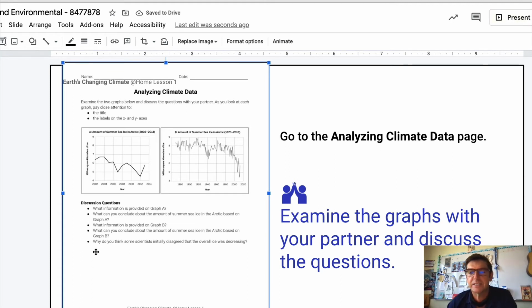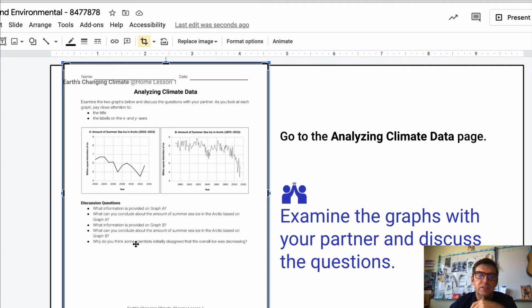Here's our questions, and I'll let you go in. I want you with your partner to read them, look at the data, talk about it. Now, if you have the ability, you can actually start answering these. When you answer these, you cannot highlight these texts, so you just have to say what information is provided in graph A.